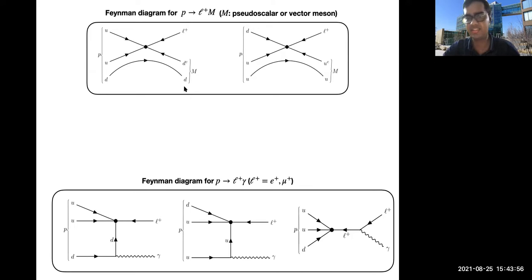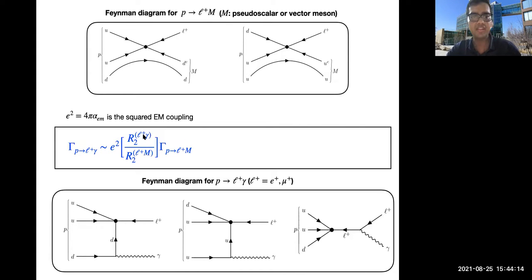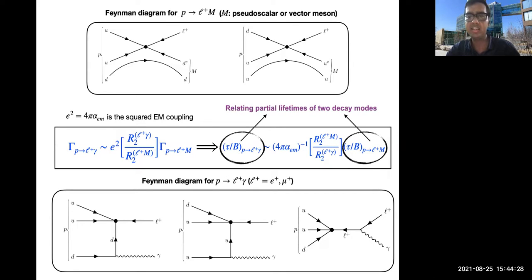This immediately suggests that we can relate the decay rates for these 2 different decay modes. Namely, there is a factor of e, the electromagnetic coupling, in the amplitude, hence the factor of e squared in the decay rate. The phase space differences can be taken into account by introducing these factors of R for the appropriate final states. Inverting this relation for the decay rate would give us the appropriate relation for the partial lifetime. Thus we relate the decay rates for 2 different decay modes, and we can use the experimental bound on one of the decay modes to infer bounds on the other one.